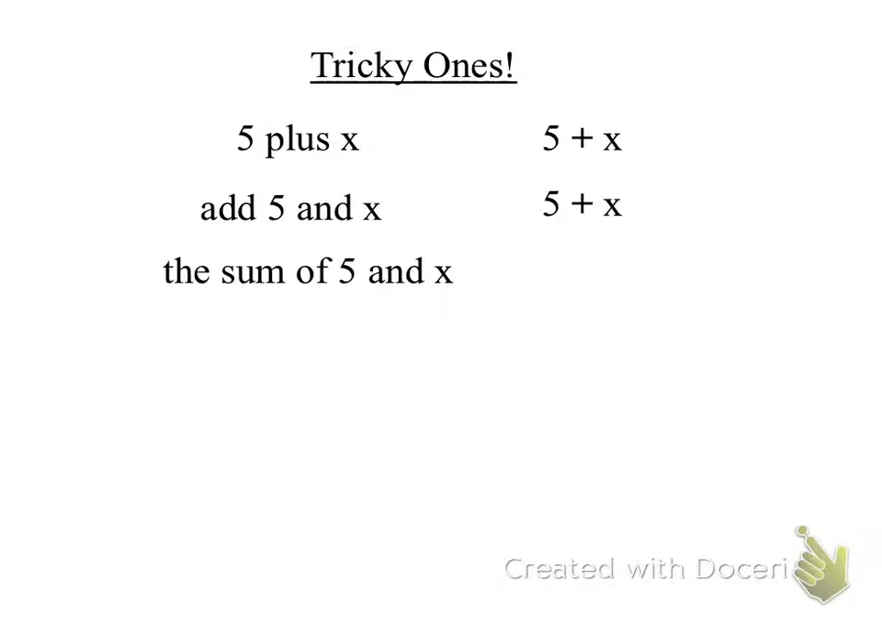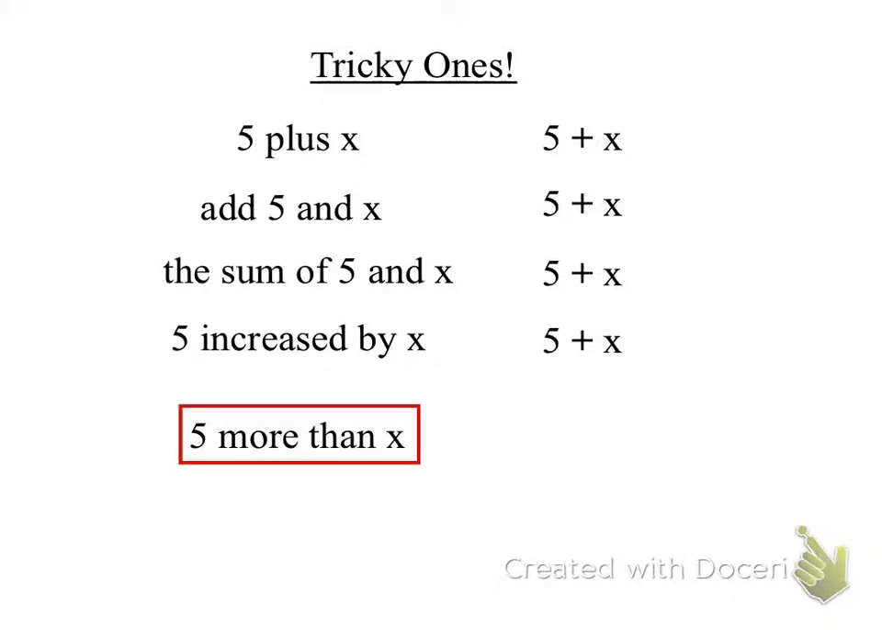What about the next one, Aiden? The sum of 5 and X. 5 plus X. Excellent. Okay. 5 increased by X. Adam? 5 plus X. Good. And then we have 5 more than X. Okay, Miguel? It's 5 plus X. No, X plus 5. It's X plus 5.